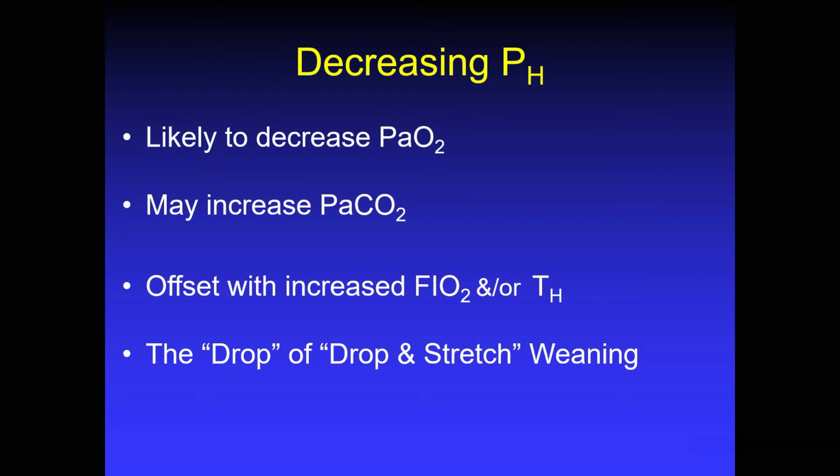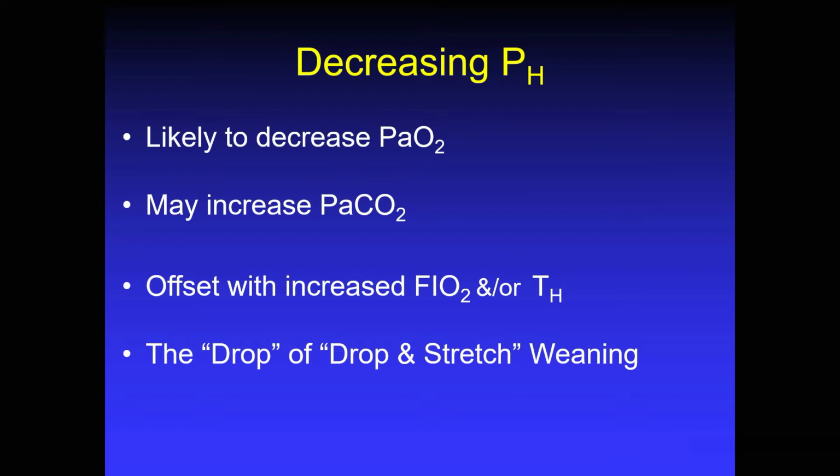Once you get the lungs recruited, you need to wait at least 24 hours, as we're going to talk about, because just because you get the lungs open doesn't mean that they are stabilized as open. And if you decrease that P high too quickly, you'll lose all that recruitment that you got. But once you get the lungs recruited and you've had them recruited for at least 24 hours, then you can slowly, at least initially slowly, start to wean the P high down gradually, usually with concurrent increases in T high, the drop and stretch weaning that we'll talk about.